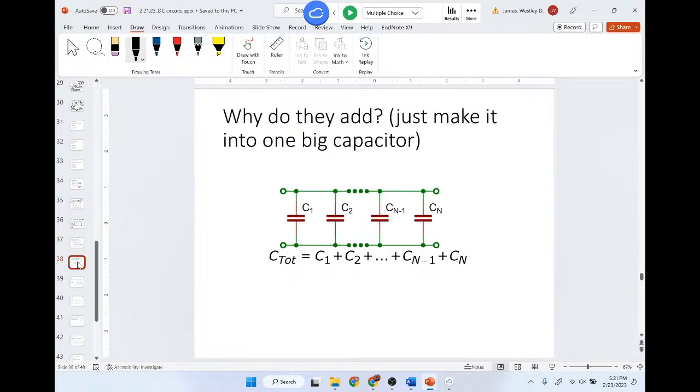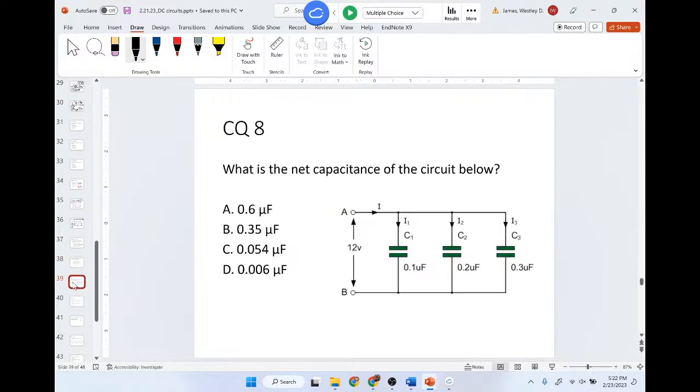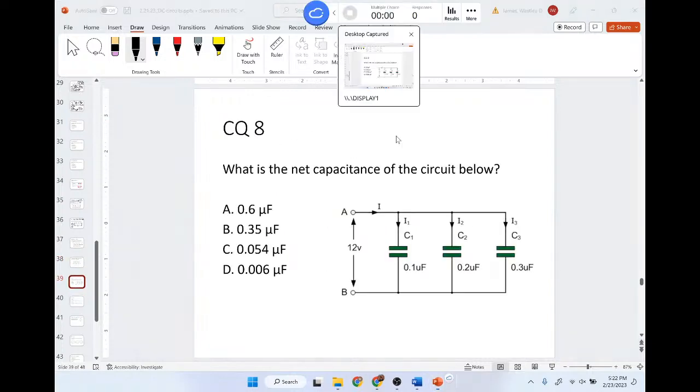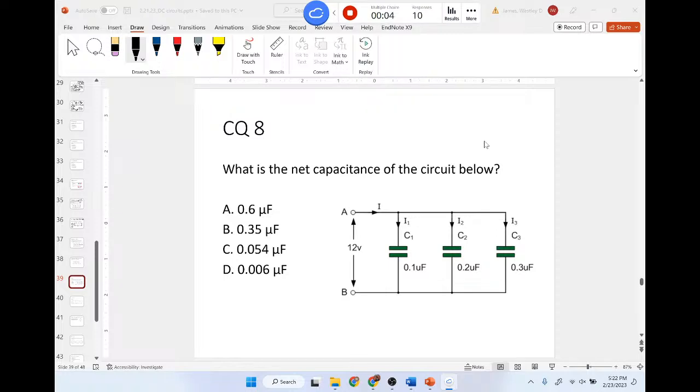All right. Why do they add? Just make it into one big capacitor. Look, past me, current me, we're doing a good job. All right. So there you go. Circuit. They are in parallel. They are connected to a 12-volt battery. What is the net capacitance?